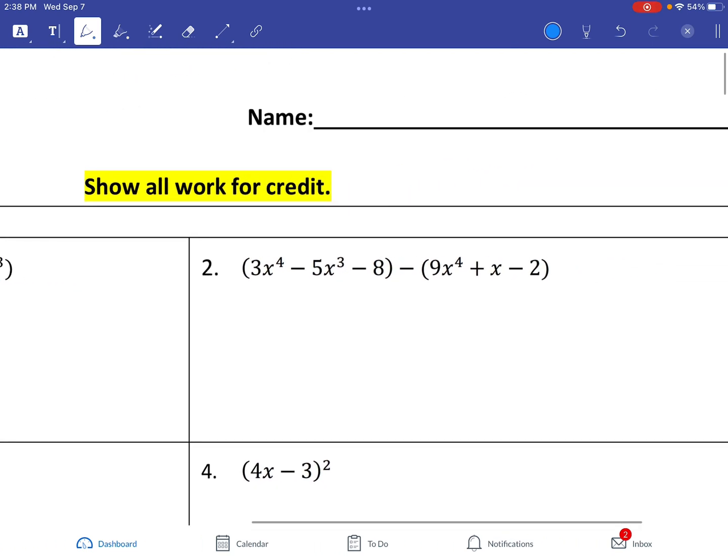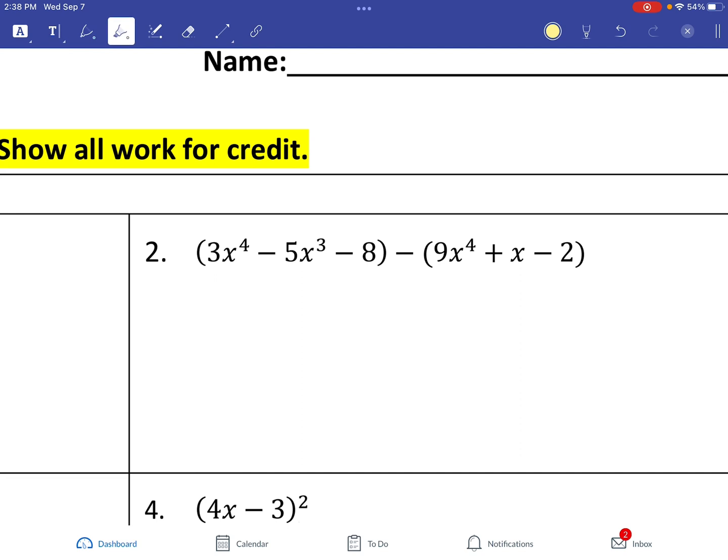Number 2. Again, it's very important to recognize that there's a minus sign between these two things. So you're going to distribute the negative sign. You didn't have to do it with a plus sign in the previous problem, but this negative sign you do. So all these terms are going to change signs. It's going to become negative 9x to the fourth, minus x, and plus 2. Now we are just combining like terms again.